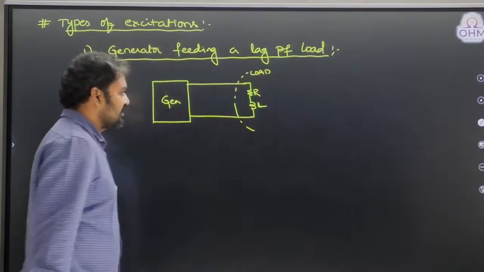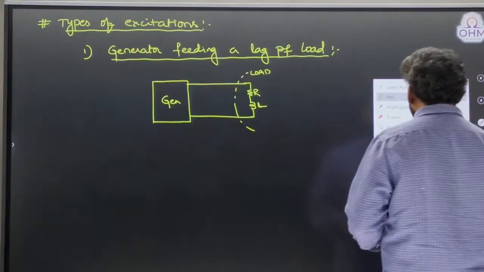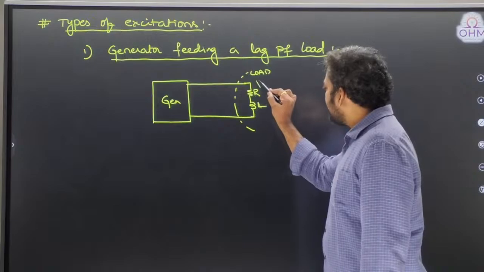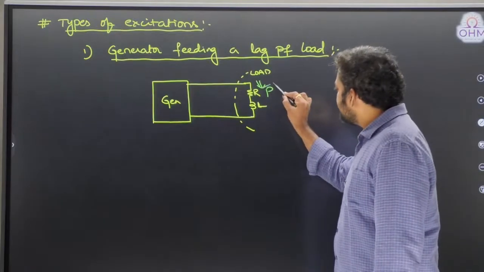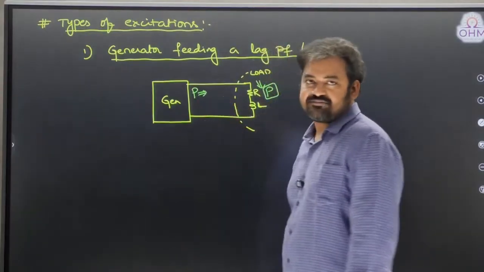Okay, RL load. Generally, what will the resistor do on the load side? What is meant by RL load? RL load means this resistor will draw active power. It will consume active power. As the resistor demands active power, our generator has to generate active power, obviously.